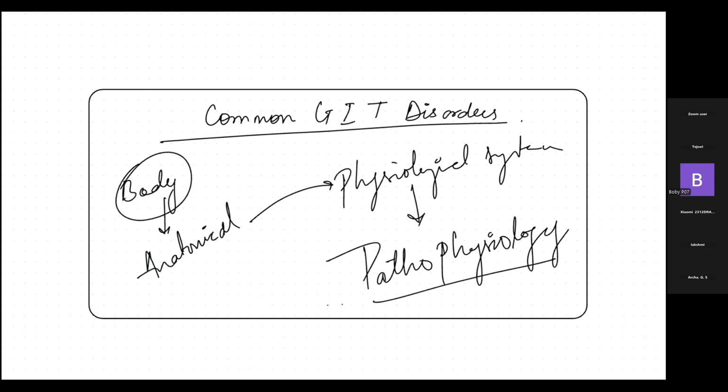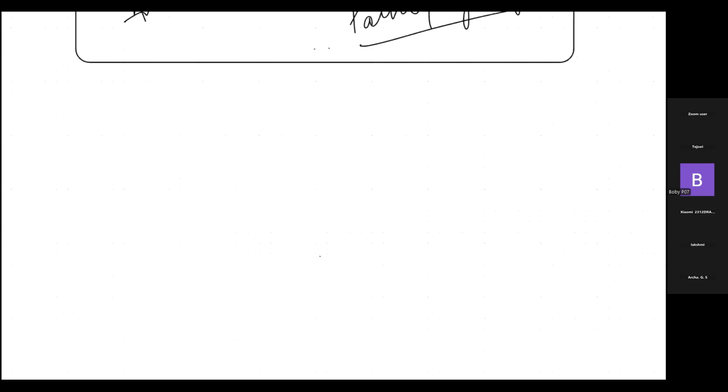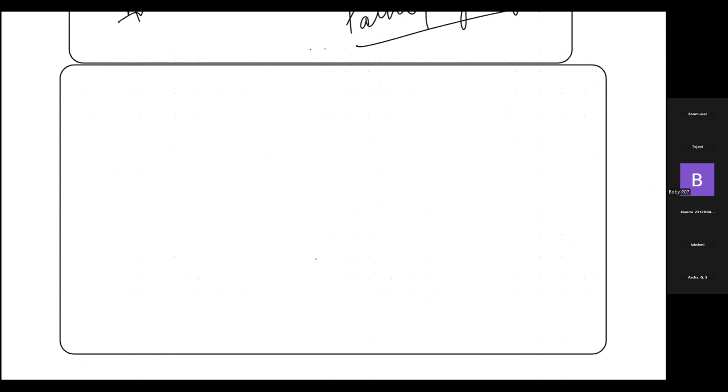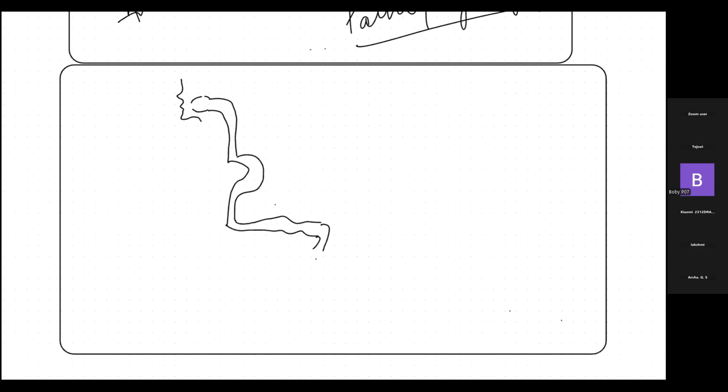Now, what is GIT? We all know that it is the gastrointestinal tract. Let's suppose that this is a person. This is the buccal cavity, then we have the esophagus, then the stomach, obviously, and then the duodenum, jejunum and ileum. Then we have the colon, then the rectum, obviously. So this is the complete GIT.